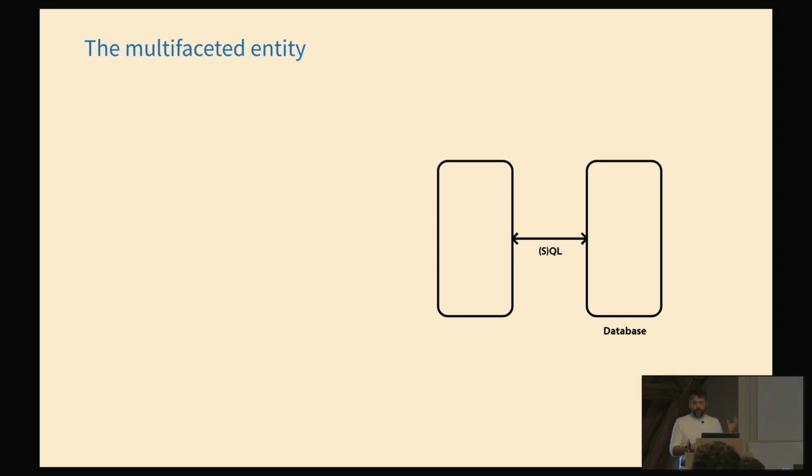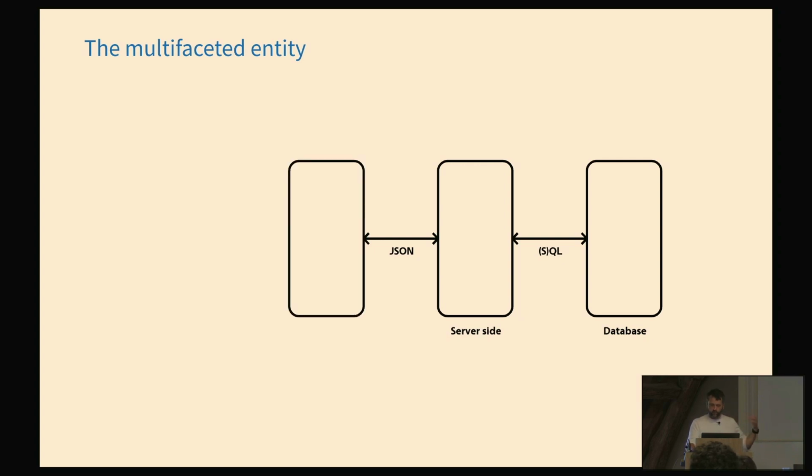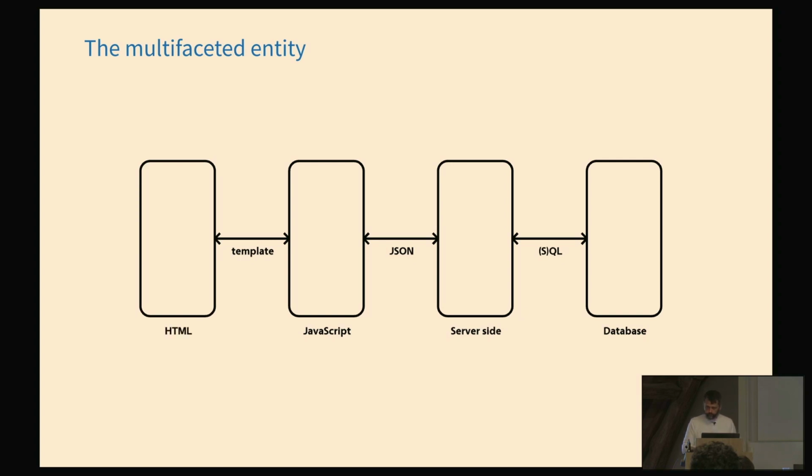We have some kind of query language, which could be SQL, but it could also be some other type of query language. We have some server-side code. It could be Java, it could be TypeScript, it could be C#, it could be Go. Then we're transferring something over to JSON to get it into the browser, where there's some JavaScript running that's using some kind of templating to make this into HTML.